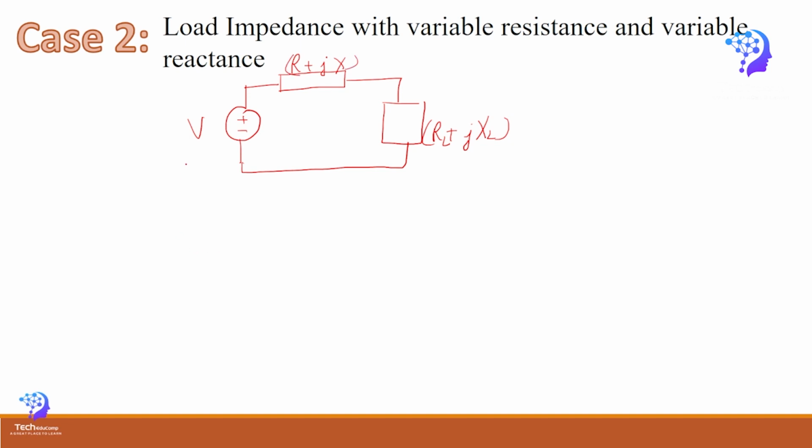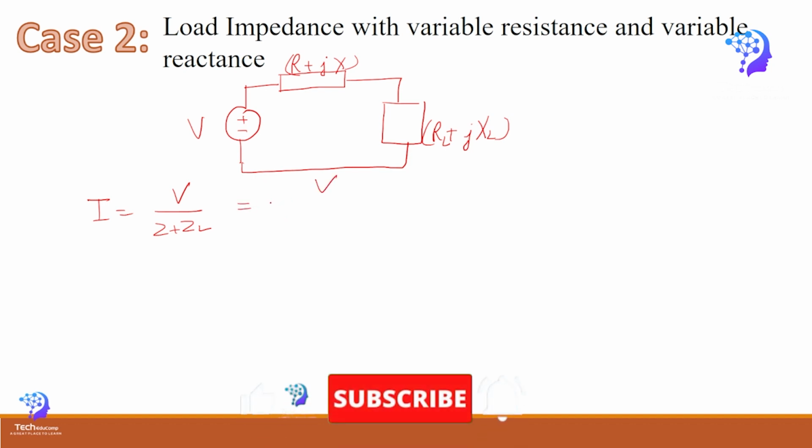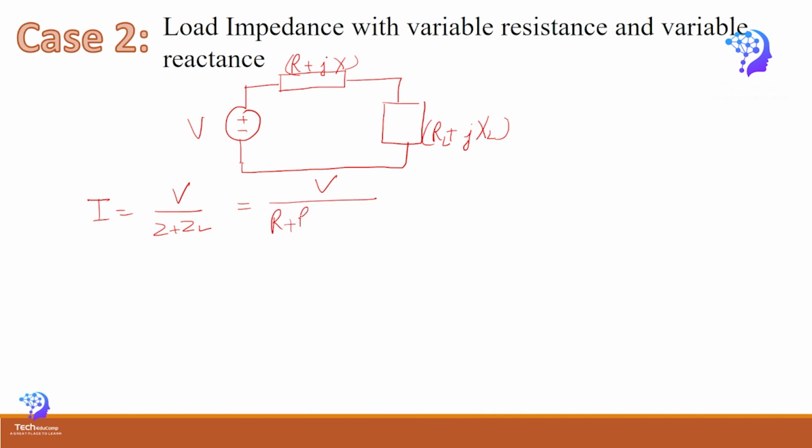Where V is the voltage source, then this will be the internal impedance and this will be the load impedance. So the same steps, what will be the current? The current will be V upon Z plus ZL, where Z is the internal impedance and ZL is the load impedance. So it will be V upon, we will be combining the real values R plus RL plus imaginary values j times X plus XL. This will be my equation number 1.